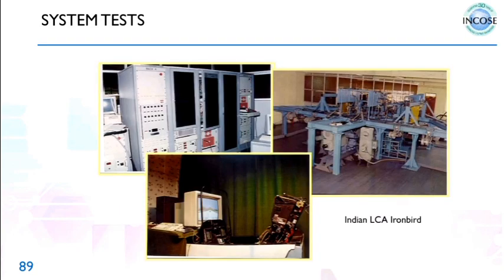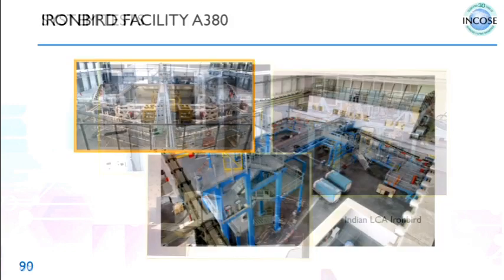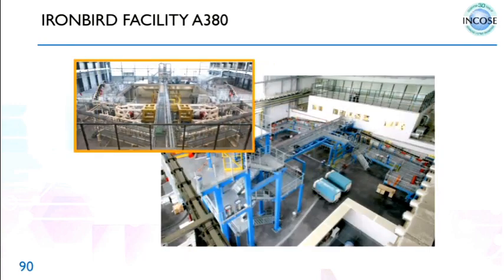And then you do the system tests. Okay, and they are done at something known as Ironbird. Okay, and this is the Indian LCA Ironbird at HAL. Okay, and this is the Ironbird for an Airbus. It's maybe a 6 or 7 story building high. Okay, what this has is all the actuations, all the actual electronics of the whole aircraft on ground.